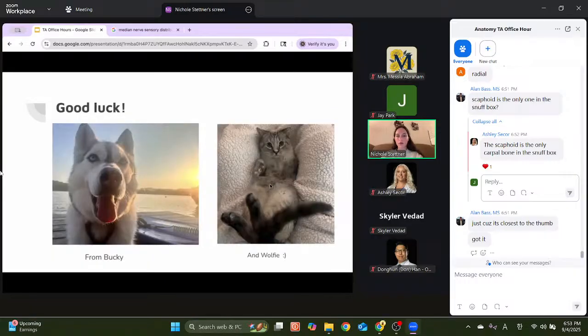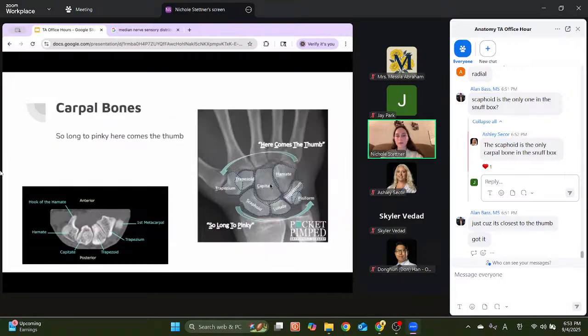Okay. Since we didn't cover it, I think the pisiform can also cause ulnar nerve problems.